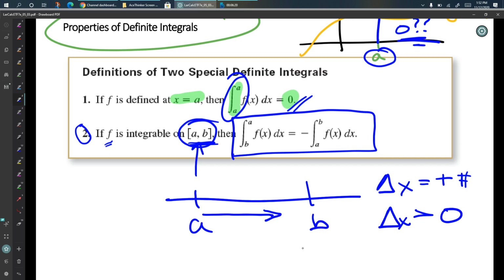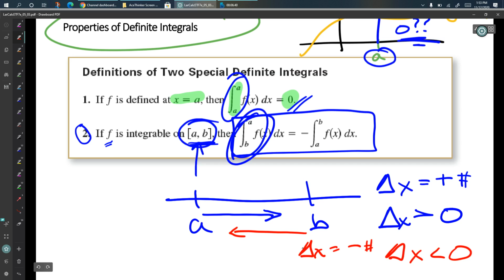But if I do this, suddenly I've flipped my limits of integration. So now I'm not moving from a to b, I'm moving from b to a. And now all my delta x's are going to be negative numbers. All my delta x's will be less than 0. And so when I do that Riemann sum that's hidden inside of these integrals, if the delta x's are all negative, then the value of that integral is going to be the exact same numerical value, but the opposite sign as the integral from a to b.